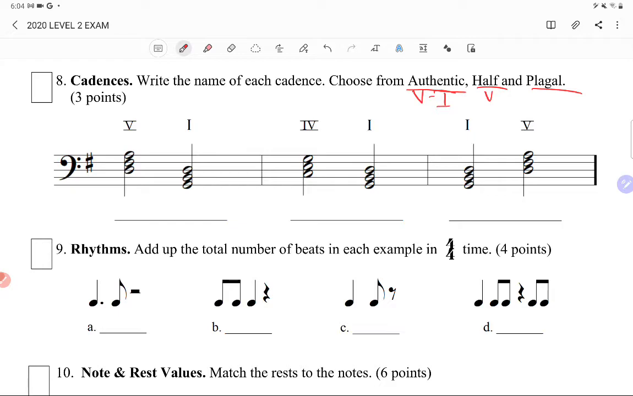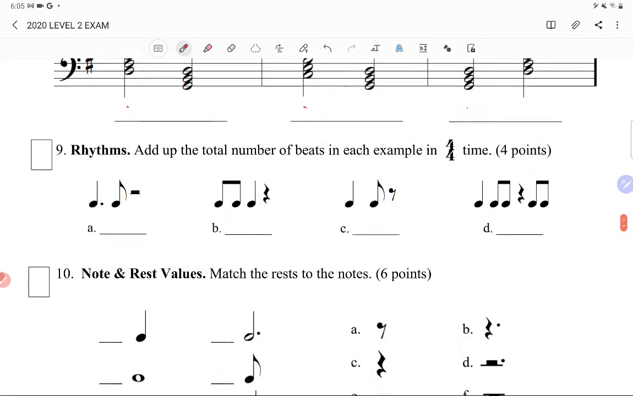And plagal finally doesn't give you such a strong sense of arrival as the authentic one. Just listen to it. Happy Birthday to you. Do you see how it's different from authentic? Here's authentic, 5 to 1. To you, very strong sense of arrival, like you're home. But here's plagal. To you, yeah, not so strong. And plagal is when you're going from the 4th step of the scale to the 1st step of the scale. Okay, judging by that, you should be able to do this one and this one by yourself. Just use this as your key to answering.